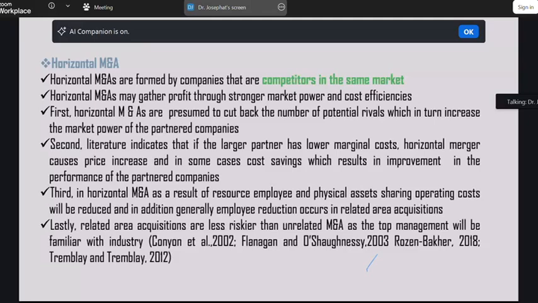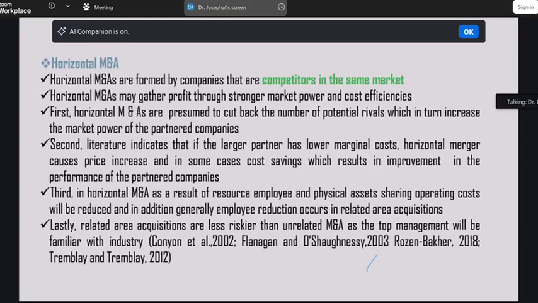So third, in horizontal merger acquisition, as a result of resource employment and physical asset sharing, operating costs will be reduced, and in addition, generally employee reductions occur in related areas of acquisitions. Na pia ni changamoto kwamba mkiungana wale wote, ukishaungana that means resources especially on the physical asset, operating costs zinakuwa shared, zinakuwa reduced. Kama zinakuwa reduced, wanawezekana wakapunguza pia wafanyakazi na whatever. Na hiyo pia inaweza kuwa na changamoto kubwa sana, especially for the welfare of the employees.